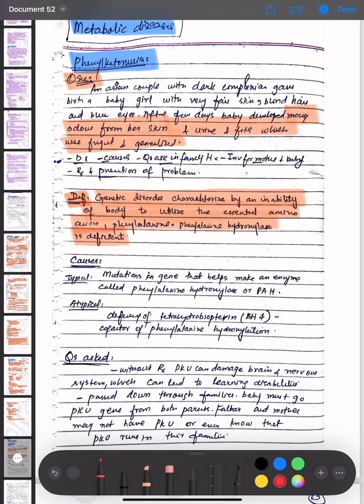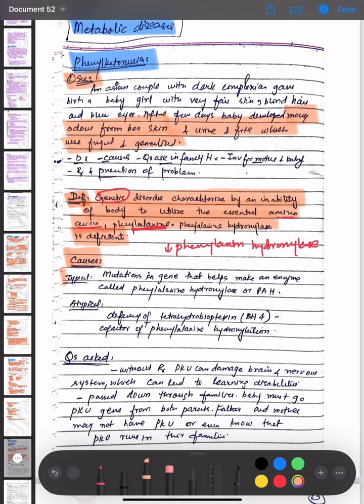Okay, what happens in phenylketonuria is that the body is unable to utilize the essential amino acid phenylalanine. So this is a genetic disorder, and the impaired phenylalanine utilization is due to the decreased phenylalanine hydroxylase enzyme.